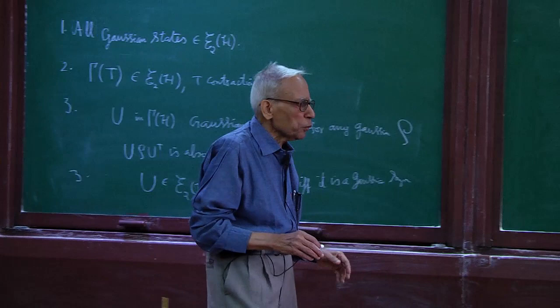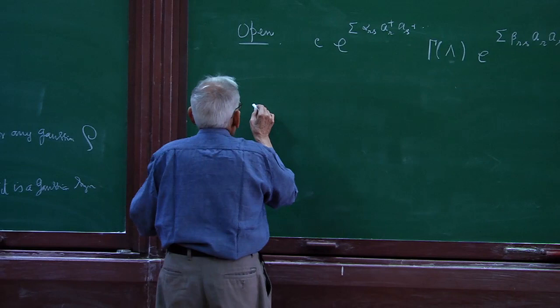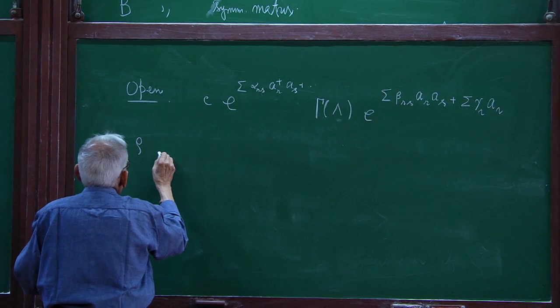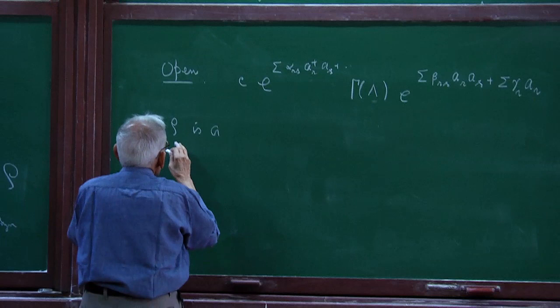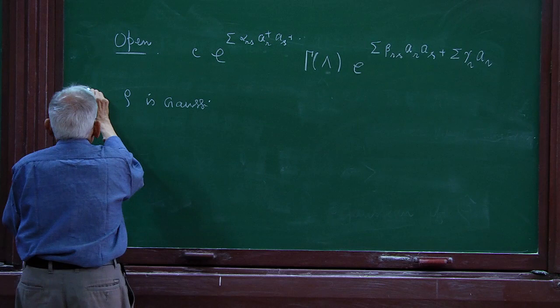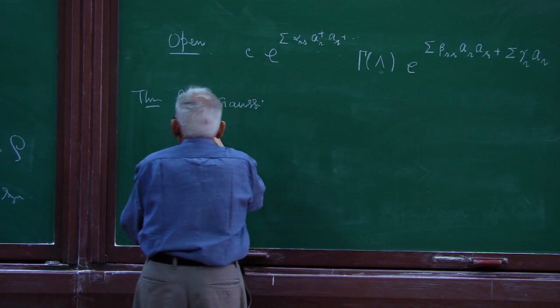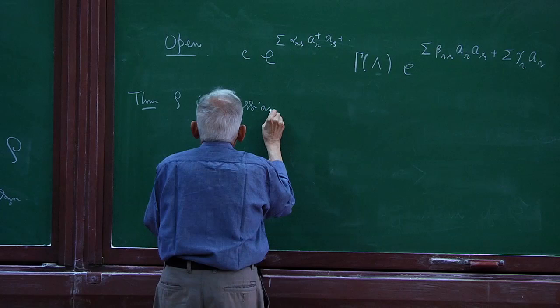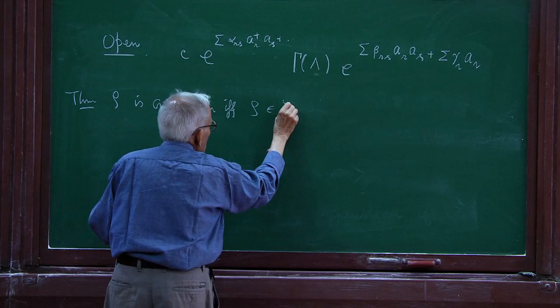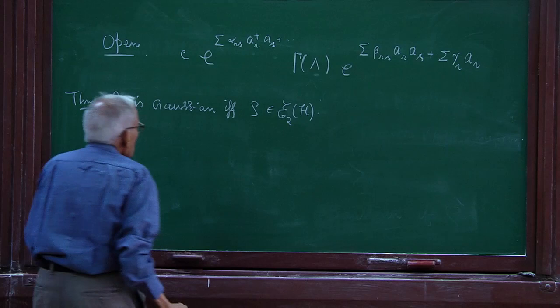Then, yes, the following is true. A state rho is Gaussian if and only if it belongs to U2H. Rho, the symbol rho means it is a state. Rho is Gaussian. This is a theorem. Like symmetry, like unitary operators, now for states themselves, rho is Gaussian if and only if rho belongs to U2H. Now, on the state rho, you can apply.